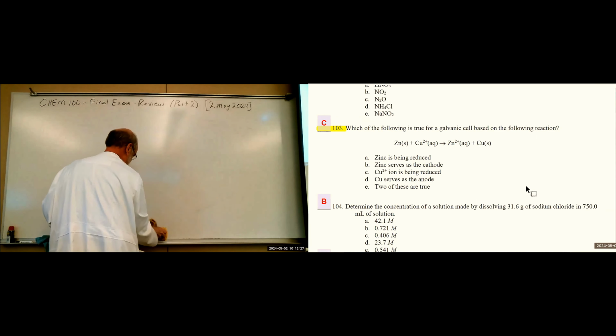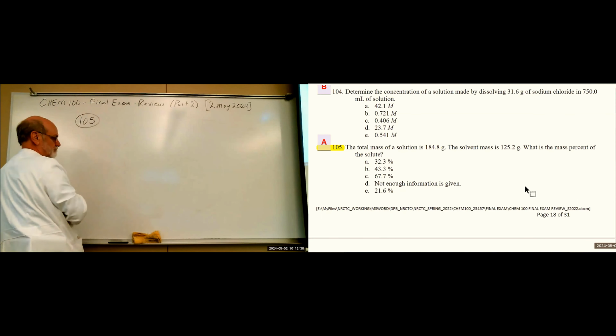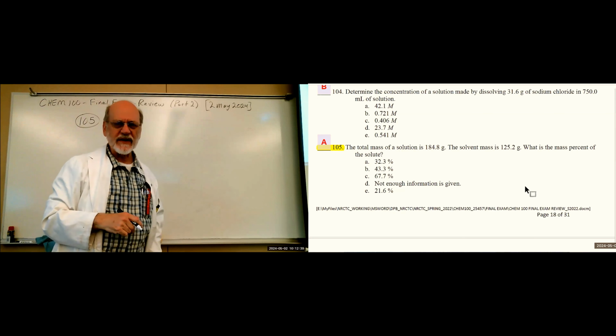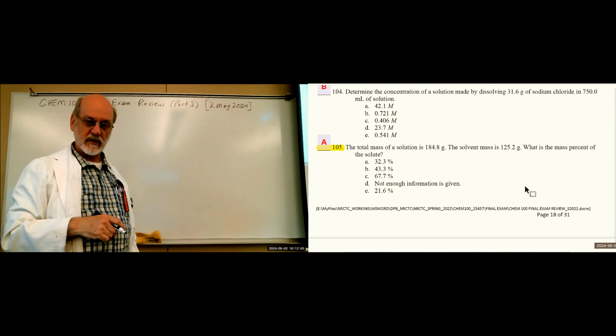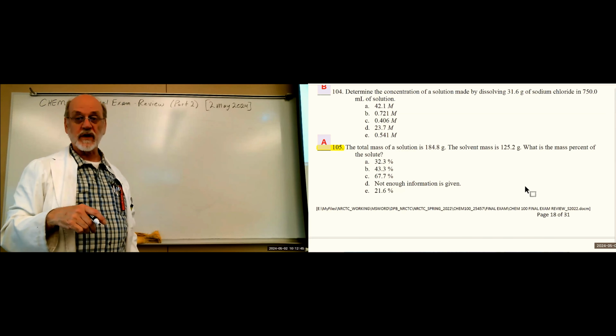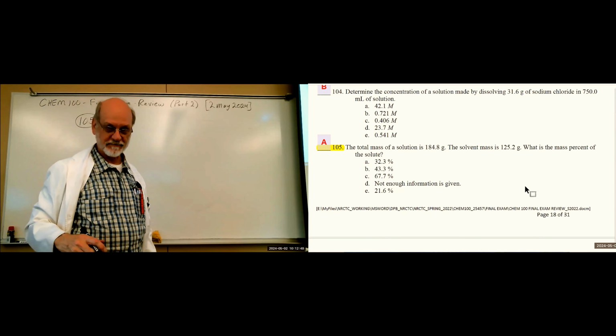All right. Scroll 105. Total mass of a solution is 184.8 grams. The solvent mass is 125.2. What's the mass percent of the solute? All right. Total mass, 184.8 grams.